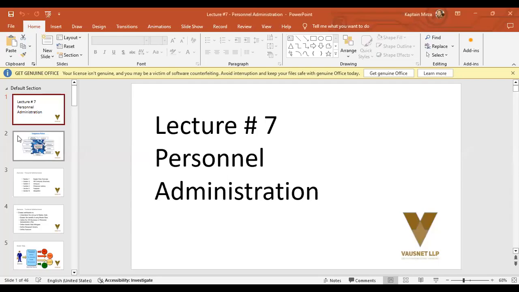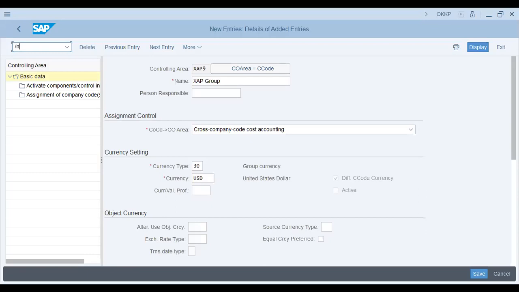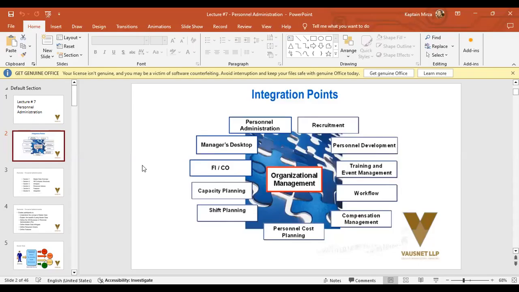Okay, personal administration. And for personal administration, let me just add SAP screen and /n. Oh, it's gone. Okay, let's start with the presentation first.